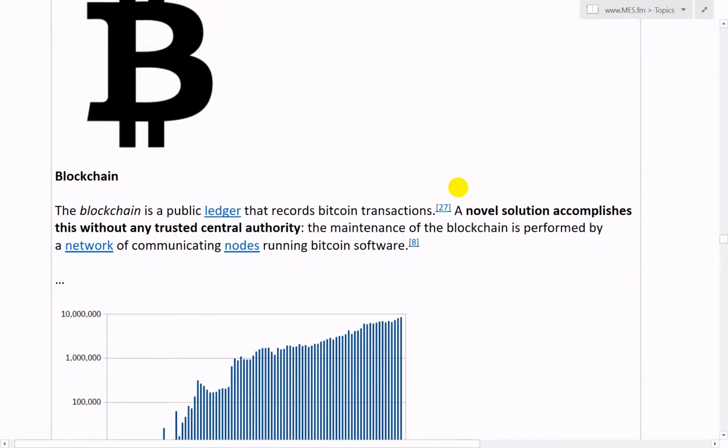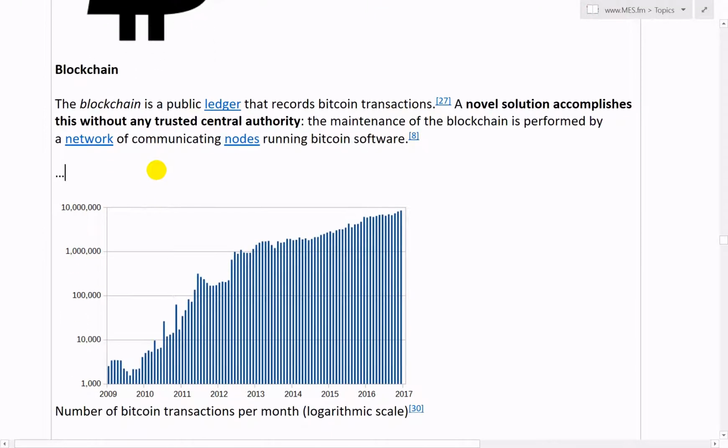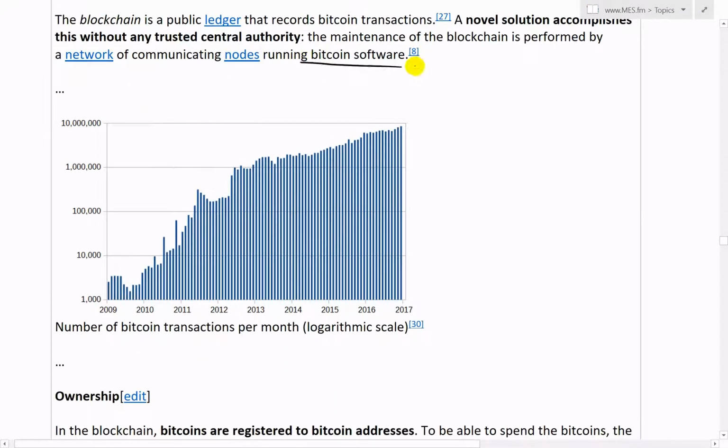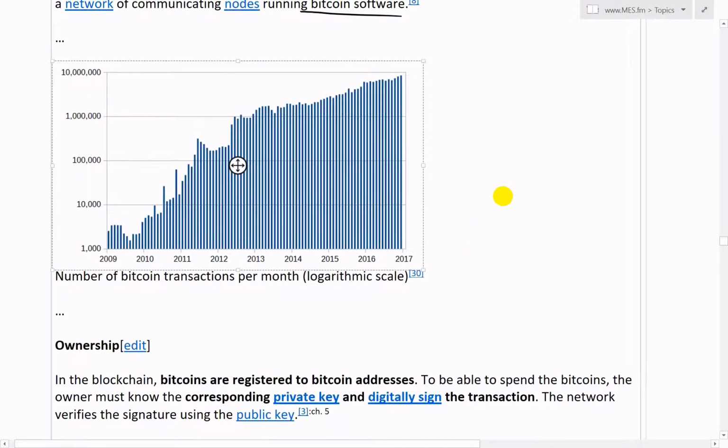So now, blockchain. The blockchain is a public ledger that records Bitcoin transactions. A novel solution accomplishes this without any trusted central authority. The maintenance of the blockchain is performed by a network of communicating nodes running Bitcoin software. There's a bunch of computers using Bitcoin software talking to each other, and so on.